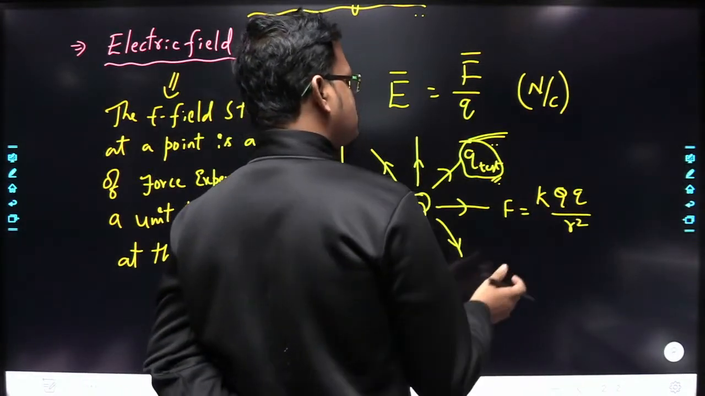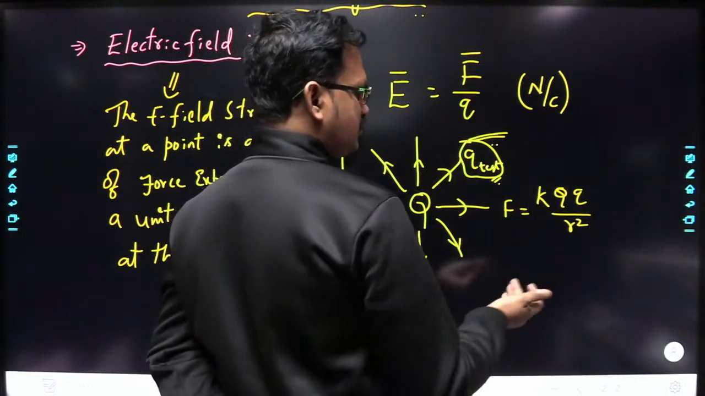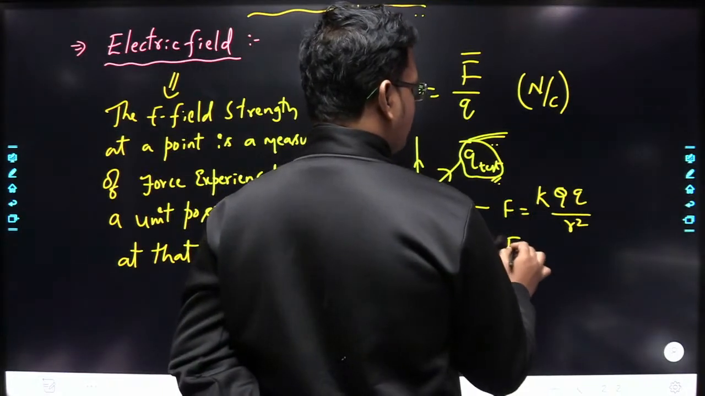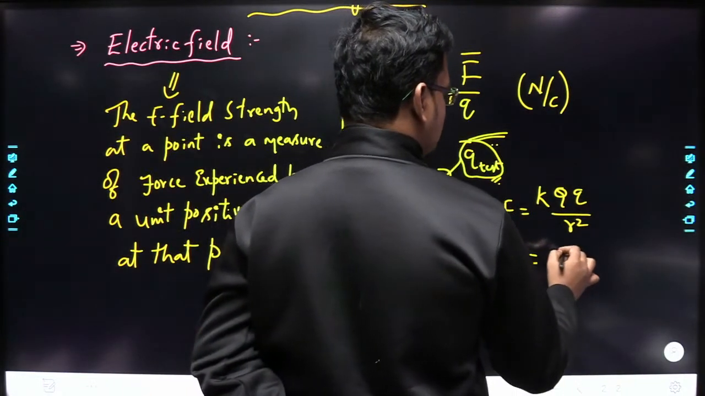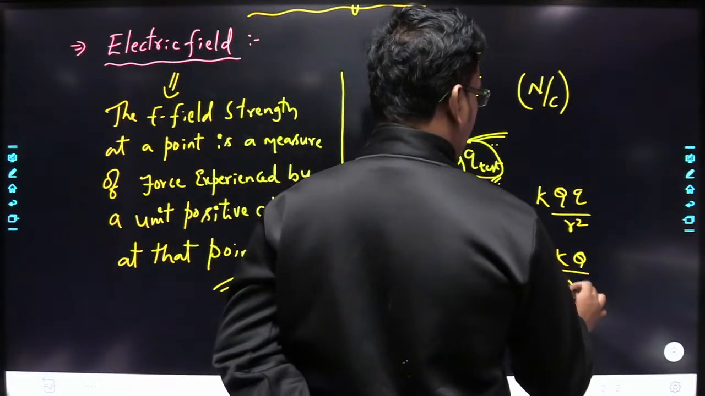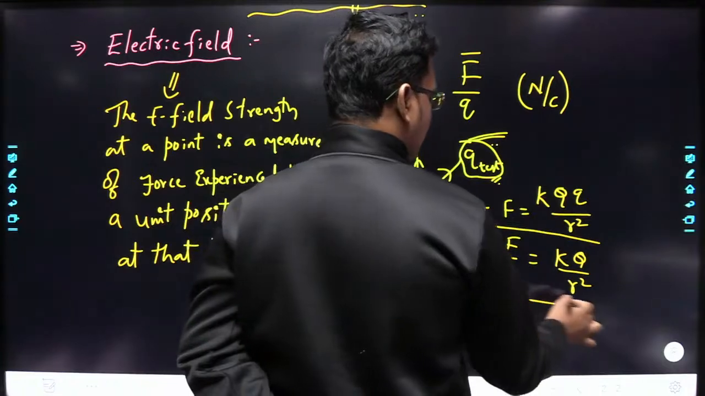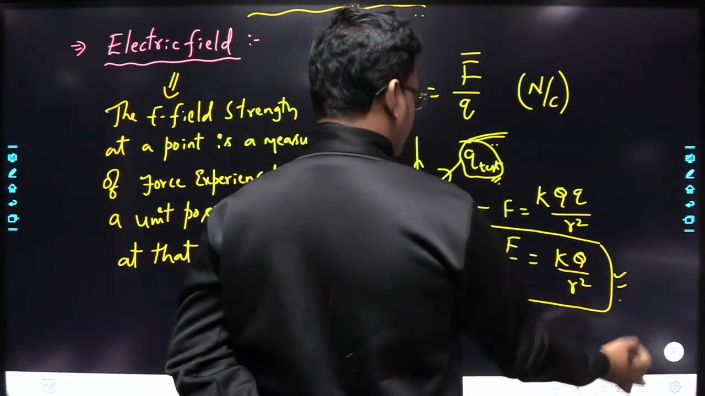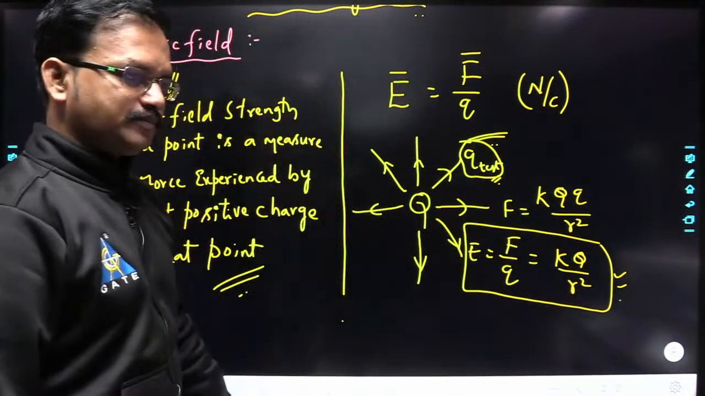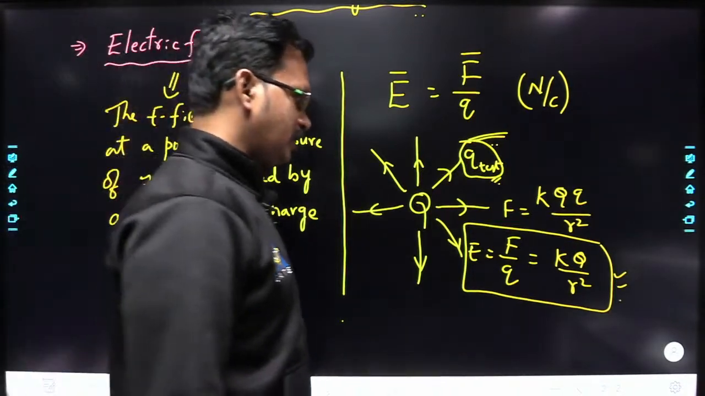If this is the force experienced by Q amount of charge, then what is the force per unit charge? Force per unit charge, F by Q, is nothing but K into Q by R square. This is what we have defined as the electric field, the force experienced per unit charge, right? Okay. So next.